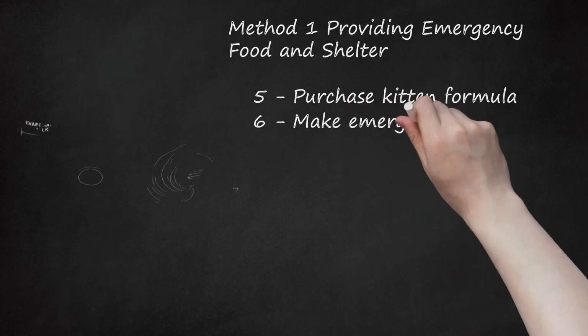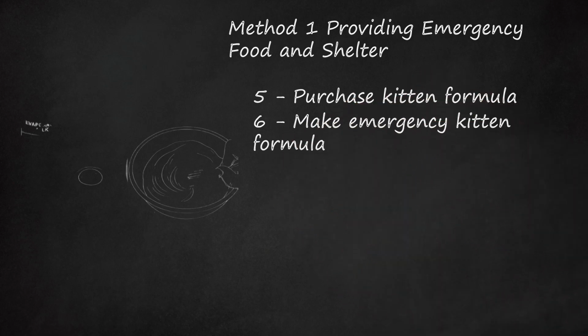6. Make emergency kitten formula. If you need to feed the kitten, but there are no stores open, you can make up an emergency formula from things you may have at home. If you don't have all the ingredients, chances are there's a grocery store open even if the pet store is closed. This formula should only be used for emergency purposes.